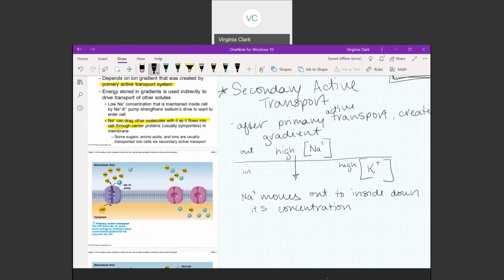Some of the things it likes to bring with it are sugars. As sodium has been pumped out of the cell, so there's a high amount of sodium outside the cell, with secondary active transport, sodium will move down its concentration gradient back into the cell, and it will carry other molecules with it, usually sugars. This is why it's called secondary, because something else is carrying it across the membrane.